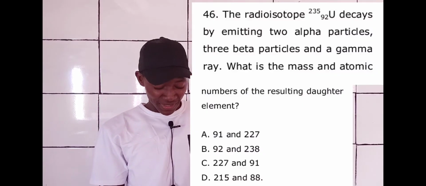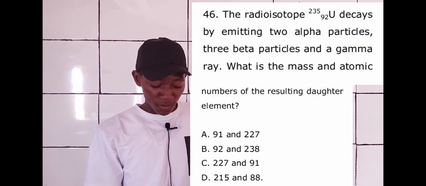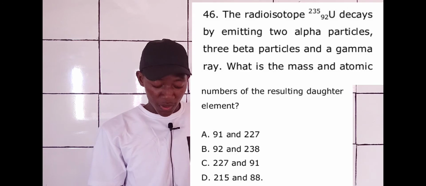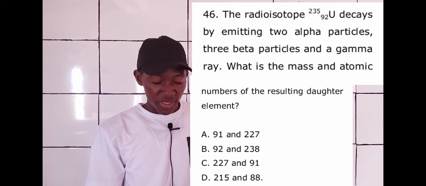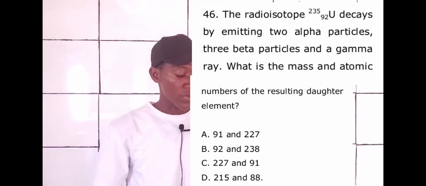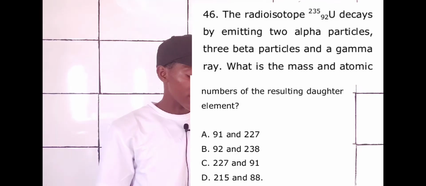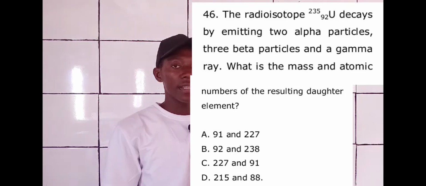Question number 46. The radioisotope of uranium with mass number 235 and atomic number 92 decays by emitting 2 alpha particles, 3 beta particles, and a gamma ray. What are the mass and atomic numbers of the resulting daughter element?